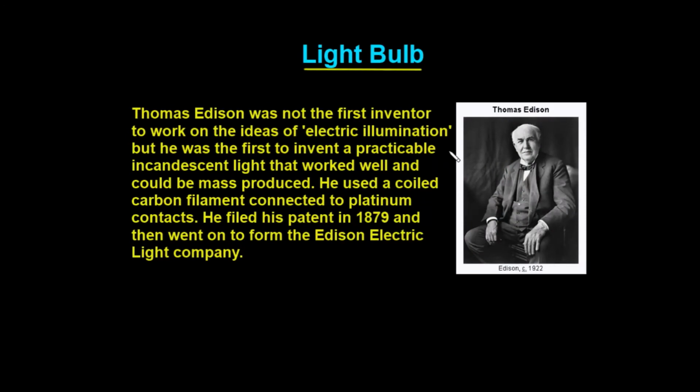Now, although Thomas Edison was not the first inventor to work out the ideas of electric illumination, he was the first person to invent a practicable incandescent light that worked well and could be mass produced. He used a coiled carbon filament connected to platinum contacts. He filed his patent in 1879 and went on to form the Edison Electric Light Company. So let's have a look at this electric light bulb.